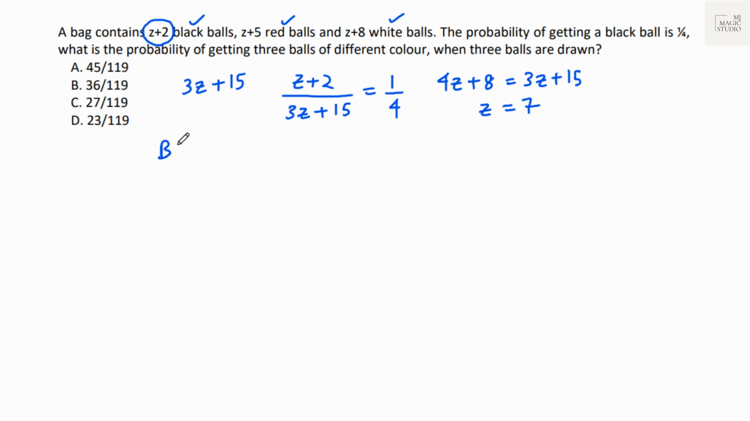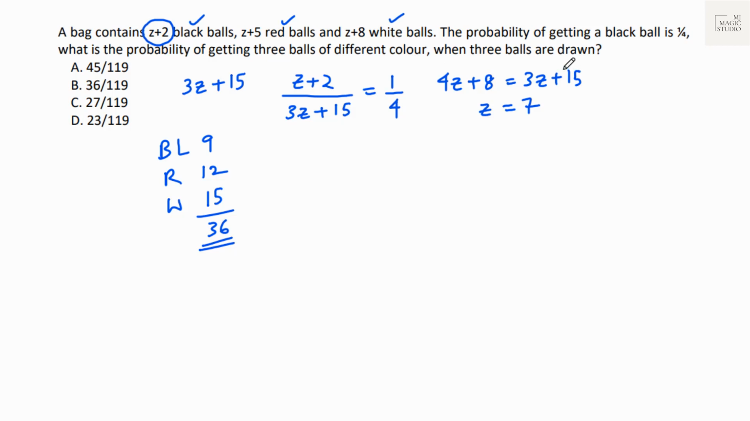So 7 plus 2, 9. We have got 9 black balls. Red are 7 plus 5, 12. And white are 7 plus 8, 15. So 9 plus 12 is 21, plus 15, 36. We have got 36 balls. Done. First part. Now the question: what is the probability of getting 3 balls of different colors when 3 balls are drawn?